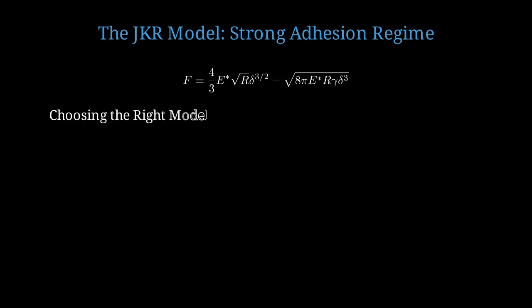It treats adhesion as acting inside the contact area. The JKR equation is more complex. F equals 4/3 E star square root R delta to the 3/2 minus the square root of 8 pi E star R gamma delta cubed, where gamma is the work of adhesion. Choosing between DMT and JKR depends on the dimensionless Tabor parameter, which compares adhesive forces to elastic restoring forces. For hard materials with weak adhesion, use DMT. For soft materials with strong adhesion, use JKR.